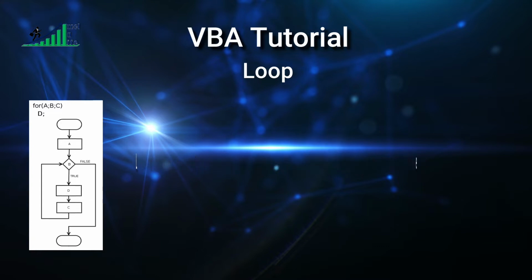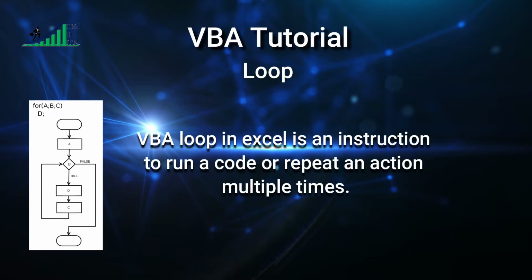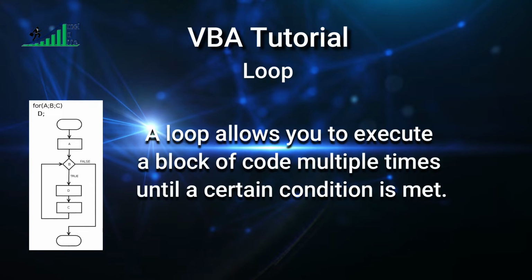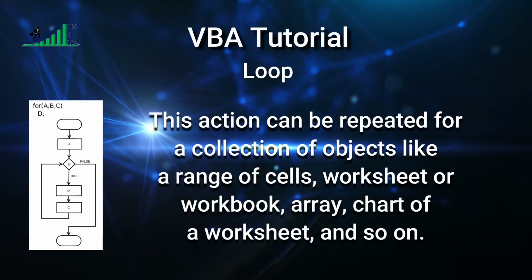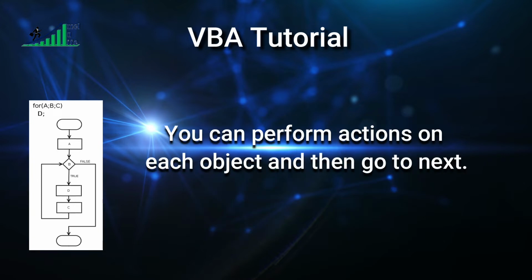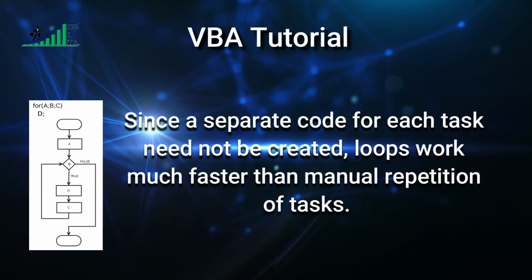Let us understand loop. VBA loop in Excel is an instruction to run a code or repeat an action multiple times. A loop allows you to execute a block of code multiple times until a certain condition is met. This action can be repeated for a collection of objects like a range of cells, worksheet or workbook, array, chart of a worksheet, and so on. You can perform actions on each object and then go to next. Since a separate code for each task need not be created, loops work much faster than manual repetition of tasks.